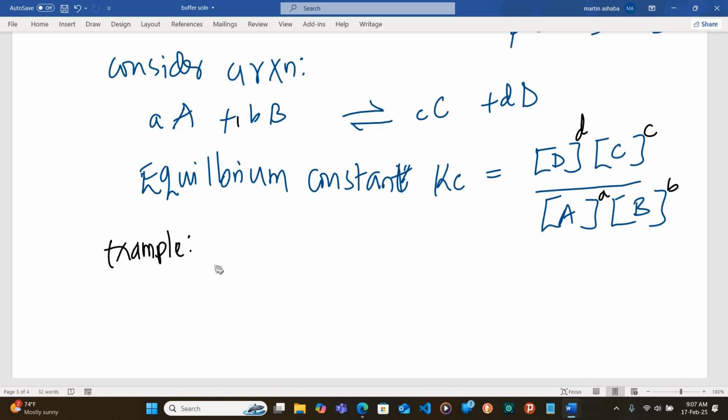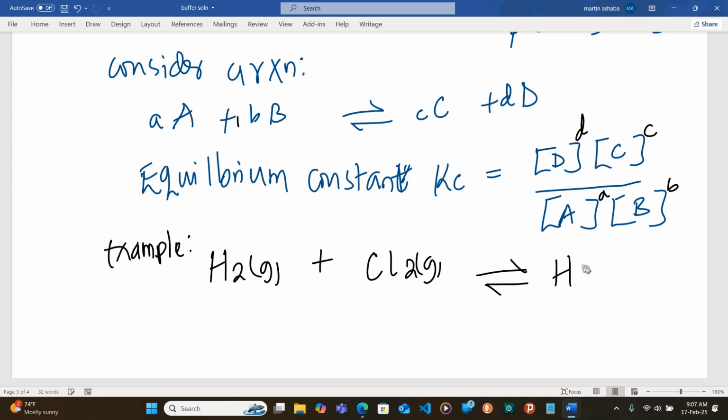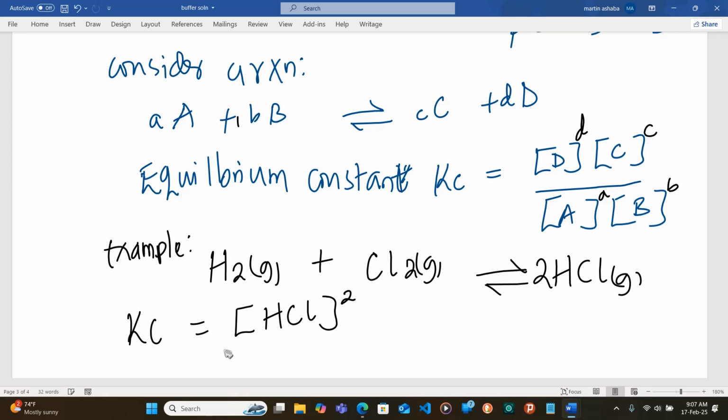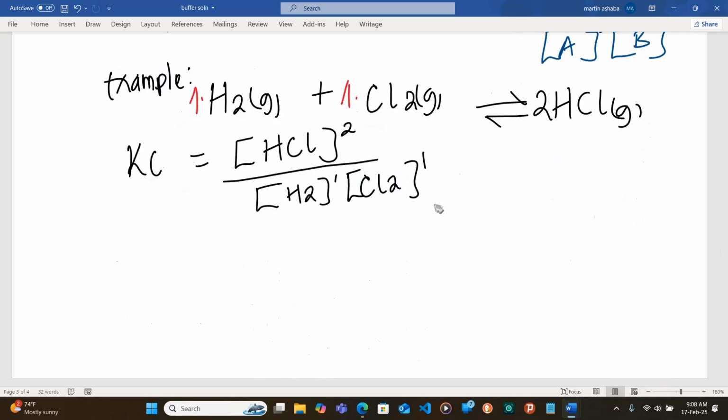In an example of a reaction such as hydrogen taking on chlorine gas, giving us hydrogen chloride gas, we can do the balancing. This becomes 2. So if we want Kc in terms of concentrations of these gases, at equilibrium we shall have the concentration of hydrogen chloride gas raised to a power of 2 divided by the concentration of hydrogen raised to a power of 1, times the concentration of chlorine gas raised to a power of 1, because stoichiometrically we have 1 here and 1 more of chlorine.